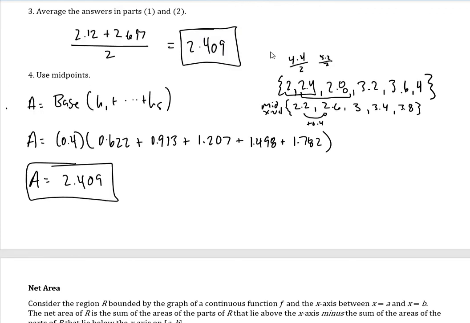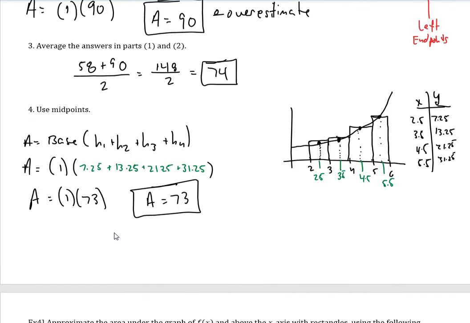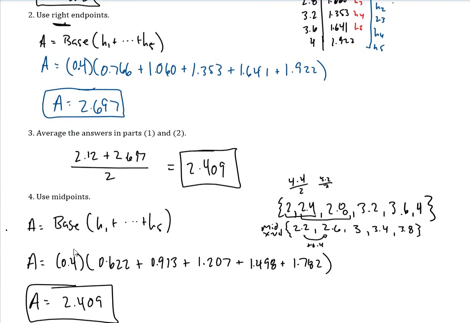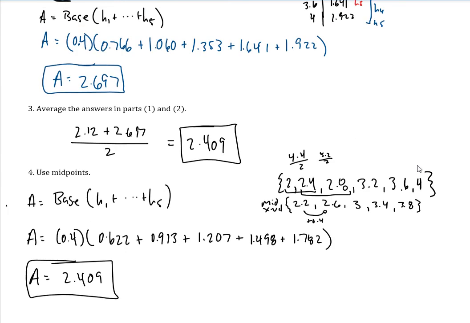Notice on this problem, that is a match to the midpoint, to the average one. That's a coincidence. It did not happen the first time; 73 was not 74. So that does not mean if you get number 3, 4 will automatically match. Here I am losing accuracy with my decimals, so that could be one reason. But sometimes it does match. So that's cool.